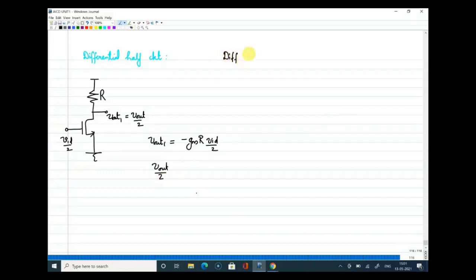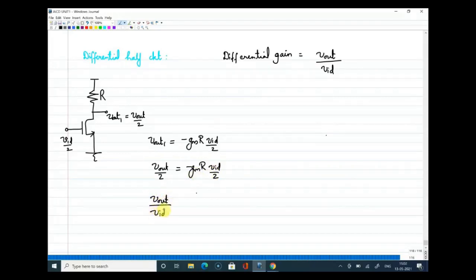What is differential gain? Differential gain is equal to V out by V in. It is the output differential voltage divided by the input differential voltage. Now I have V out by 2 is equal to minus gm R into Vid by 2. The 2 and 2 will get cancelled, and I will get V out by Vid as equal to minus gm into R.